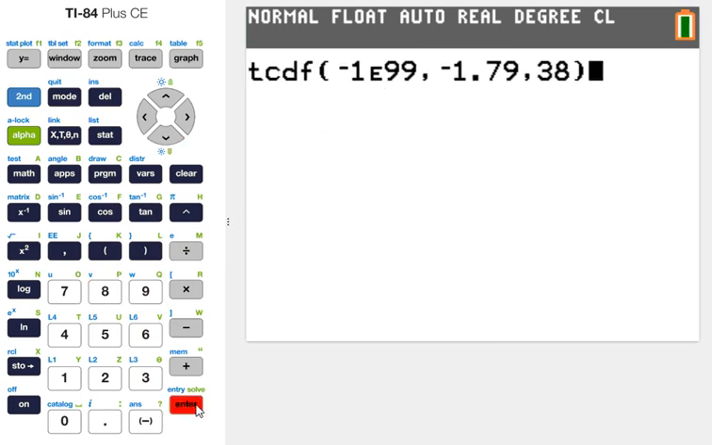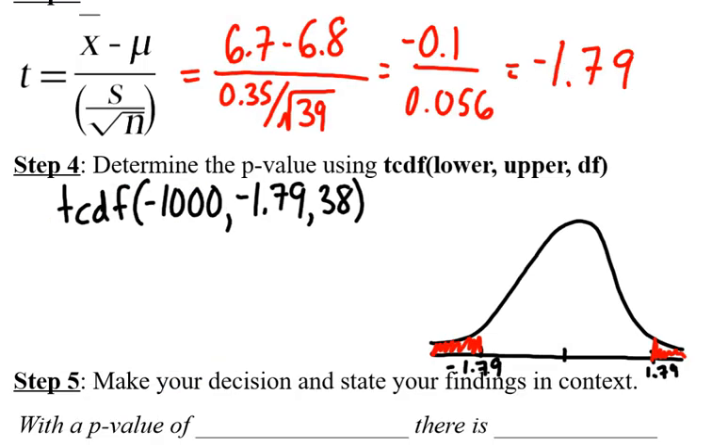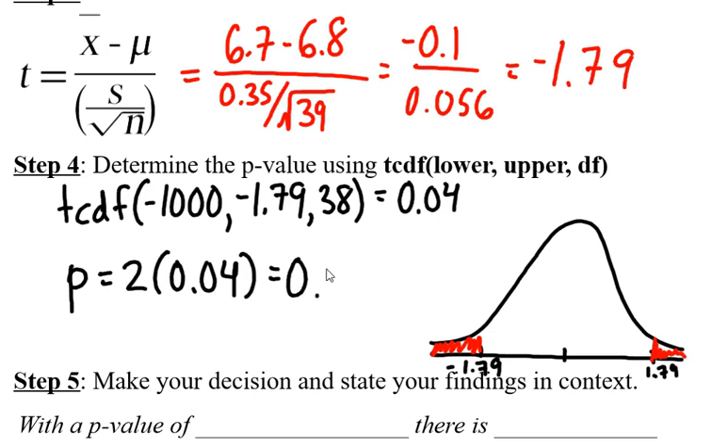And then it tells me we get a p-value of 0.04. If I double that, well, so that's just half of it, 0.04. The whole p-value would be 2 times 0.04, 0.08.